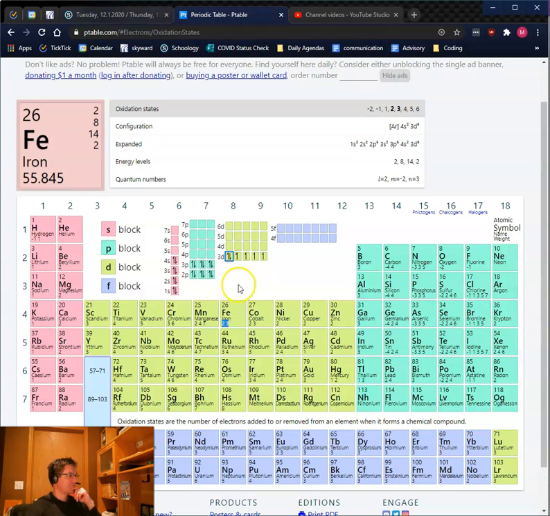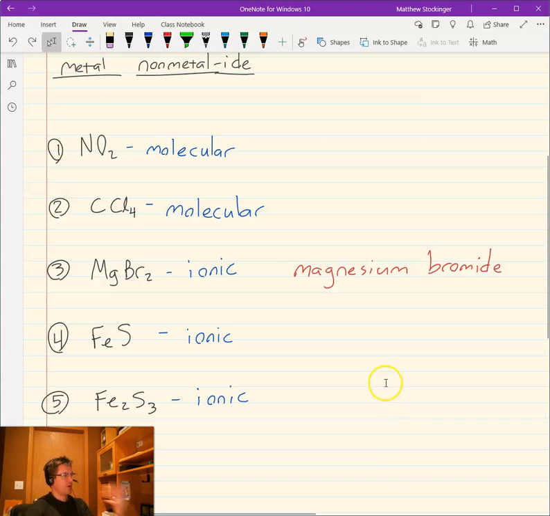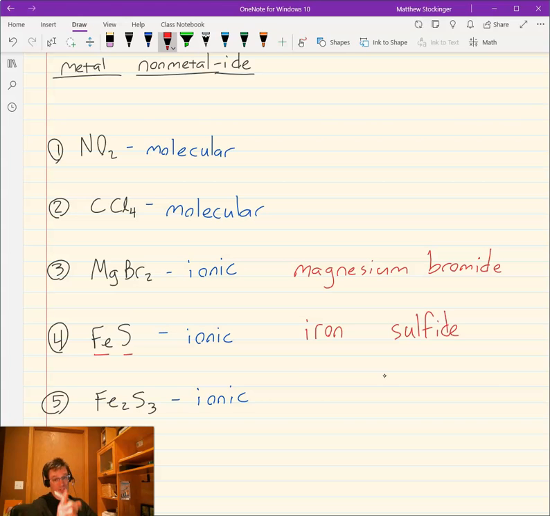Well, look, if I'm writing the name of a compound, right? This one is iron and sulfur. And so I could just write iron sulfide. Remember to change the ending. And then down here, this one is iron and sulfur. And I could write iron sulfide. But clearly, these names, it's not enough.